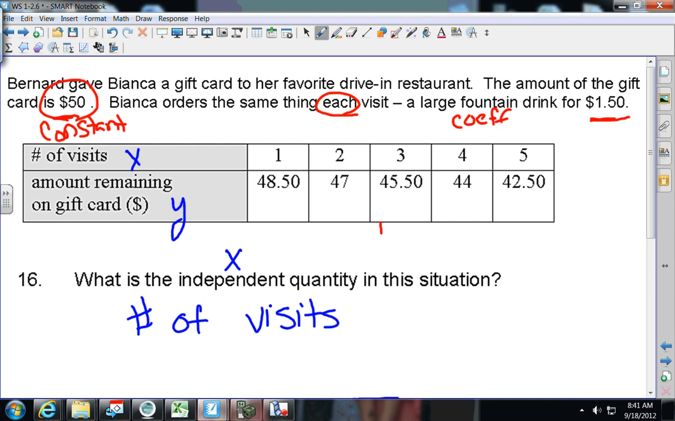Remember, my equation is going to be y equals, and the coefficient is going to go with the x. So y equals, we start with the $50, and then we subtract off $1.50 for each visit. See, the x right here is the number of visits. So here's my equation.